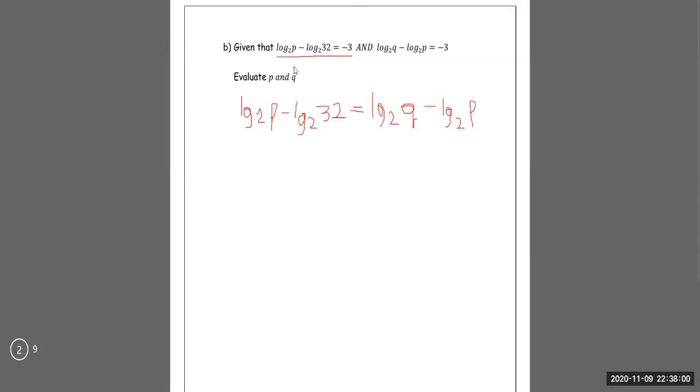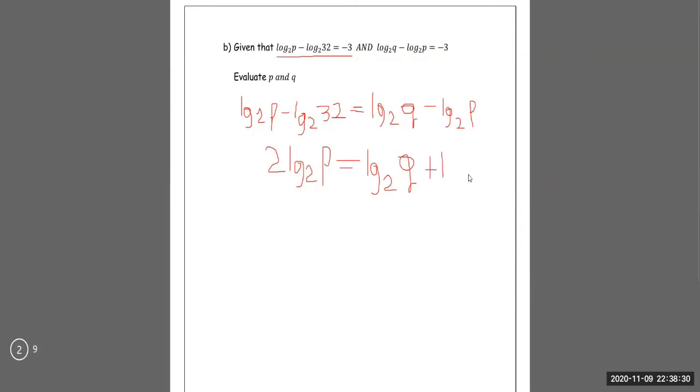Okay, so let's do that. So you bring it over here to get 2 log base 2 of p. Bring it over here, 2 log base 2 of p. Okay, bring over this now and you get, yes, sir, log base 2 of q plus log base 2 of 32.